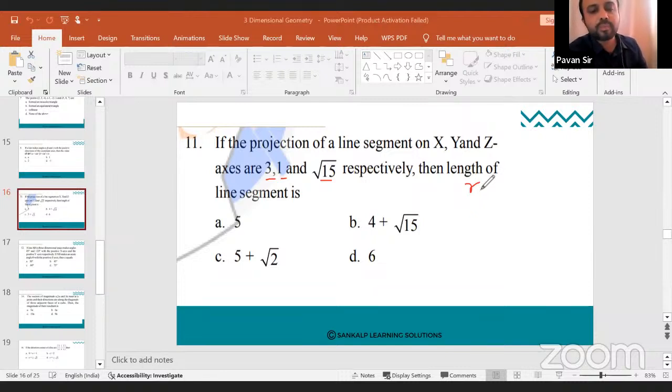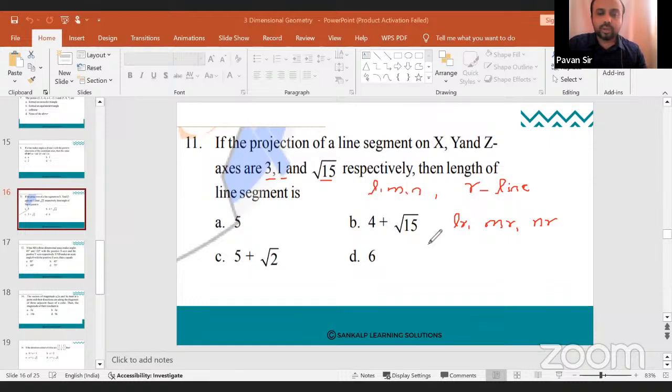The projections on the x, y and z axes, when l, m and n are the direction cosines with respect to the line segment r, become lr, mr and nr. Why? Because the line is projecting on the x, y and z axes.